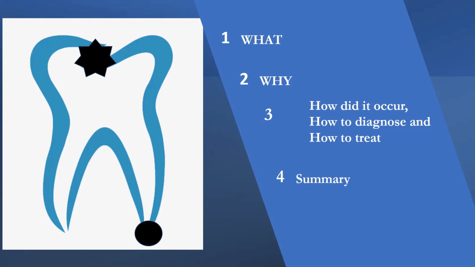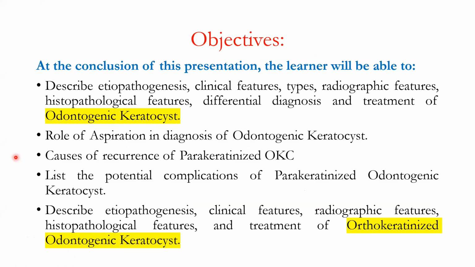Followed by a summary of whatever we discussed today and tips and tricks to answer multiple choice questions. Every lesson must have an objective, and at the conclusion of this presentation, you will be able to describe the etiopathogenesis, clinical features, types, radiographic features, histopathological features, and differential diagnosis and treatment of odontogenic keratocyst.